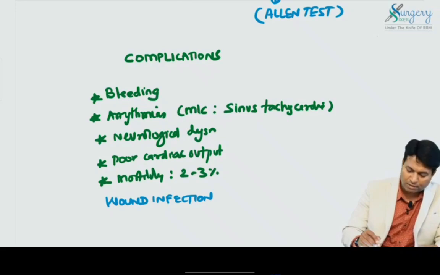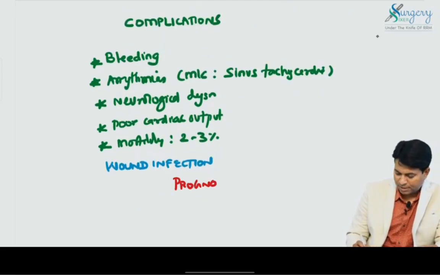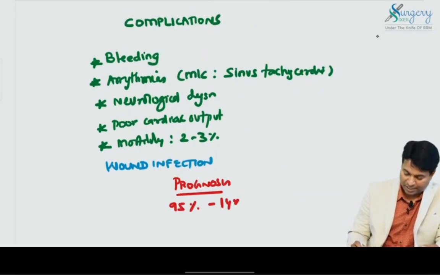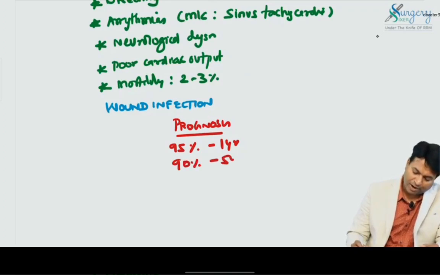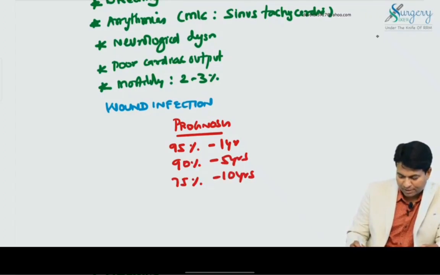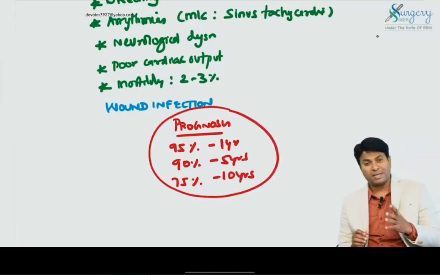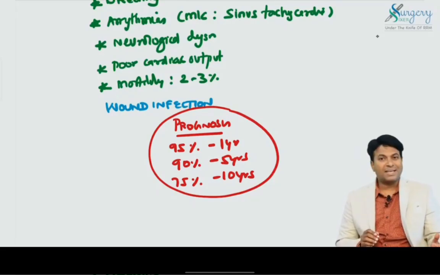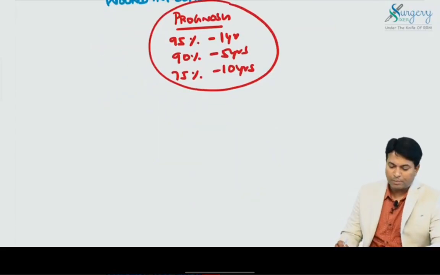Okay. And the prognosis after this operation: 95% will survive at 1 year, 90% at 5 years, and 75% survival at 10 years after this operation. So after CABG operation, you could see 95% living at 1 year, 90% at 5 years, and 75% are living at 10 years after surgery. So this is about the bypass operations.